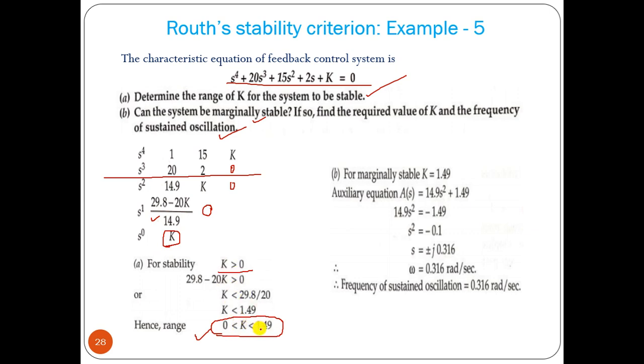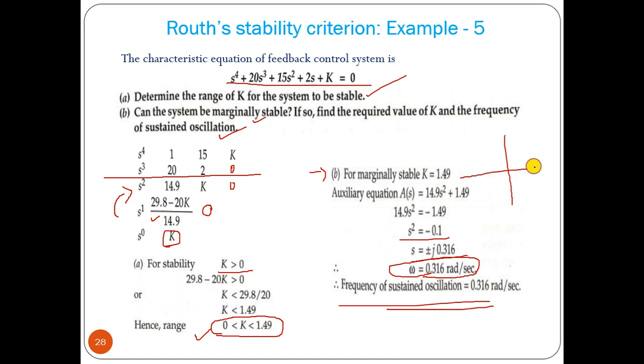Now in order to have a marginally stable system, what you have to do is put the k value as 1.41, then the entire row becomes 0. From that we can form the auxiliary equation 14.9 s square plus 1.41. From that we can find the s square value, then the s value. So s equals plus minus j omega, omega equals 0.39316. That will be your frequency of oscillation when k equals 1.49.